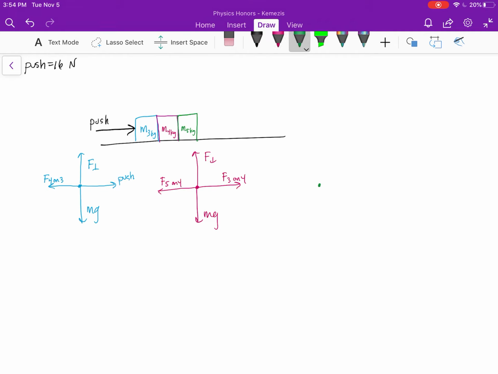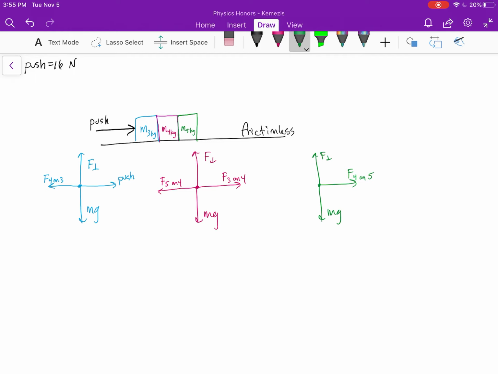And then if we go to box 5, mg down, normal up, and in this case there's only one push happening on box 5 because this is a frictionless surface, as it told us. Okay, so in this case there's only one force on box 5, and it's the push from 4 on 5.